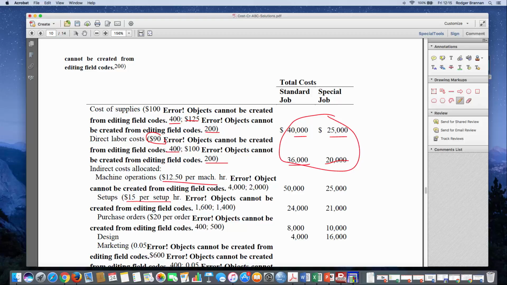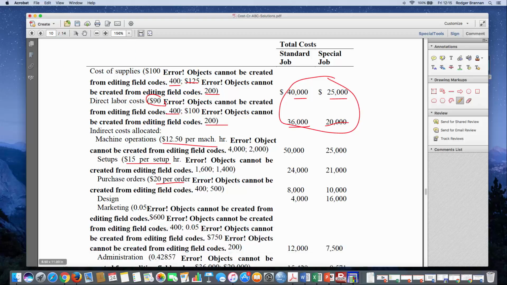So now I go back to my rates that I determined, times those activities that I determined. In the case of machine, $12.50 per hour at 4,000 and 2,000, I get 50,000 and 25,000. Purchase orders, 1,600 and 1,400 times $20 gives me this amount.